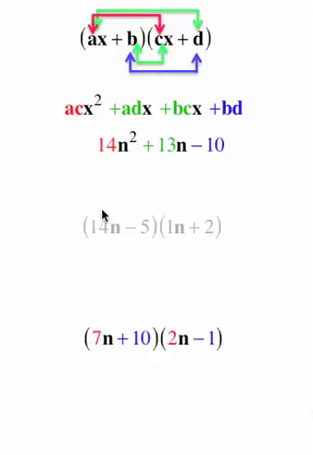We know that 7 times 2 is 14. We know that the 10 times negative 1 is negative 10. The 7 times the negative 1 is negative 7n. The 10 times the 2 is 20n. And if I do 20 take away 7, I get 13. So this is it. Okay, so you have to play with it a bit.